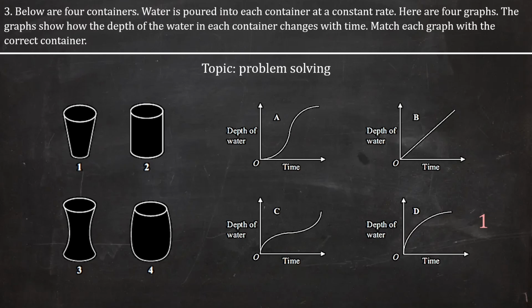Number 2 is going to fill up at a constant rate, so that is graph B. Number 3 is going to start slower, get faster, then get slower again, so that will be graph A. And finally, the last one left over is C, but you can see that it's going to start faster, get slower, then get faster again.